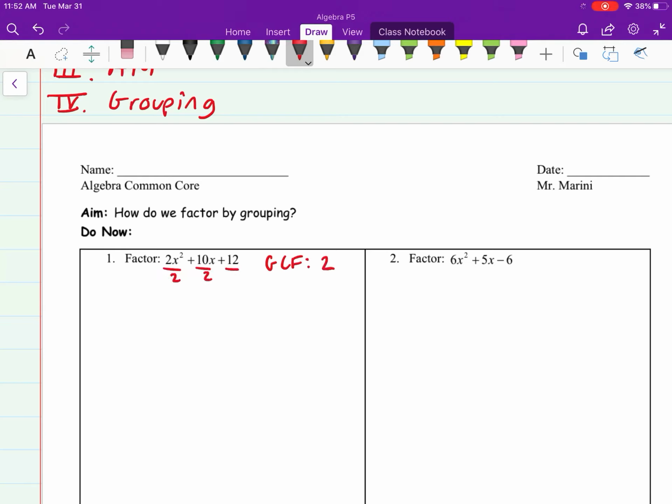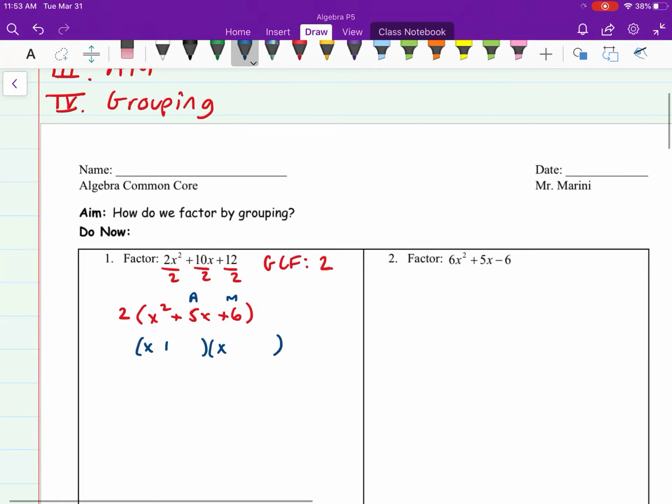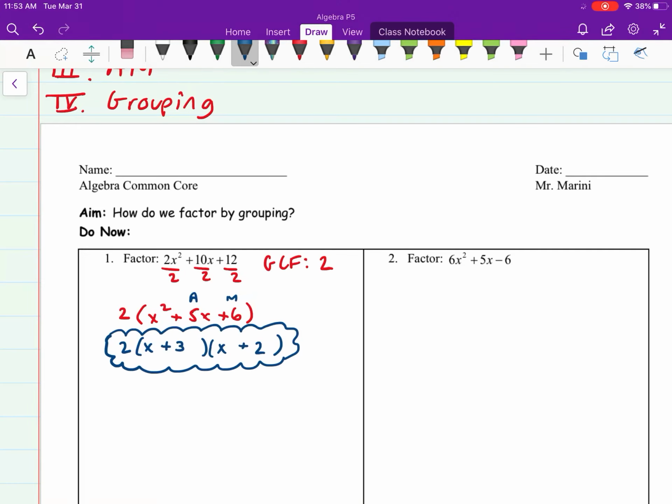So since the GCF is 2, and you divide by 2, you get x squared plus 5x plus 6. Put that in parentheses and put the 2 in front. And remember, always ask yourself, am I finished? But you can factor this trinomial again using the AM method. X squared is x times x, and what multiplies to 6 and adds up to 5, that would be positive 3, positive 2. Bring down the old GCF, and now you're done.